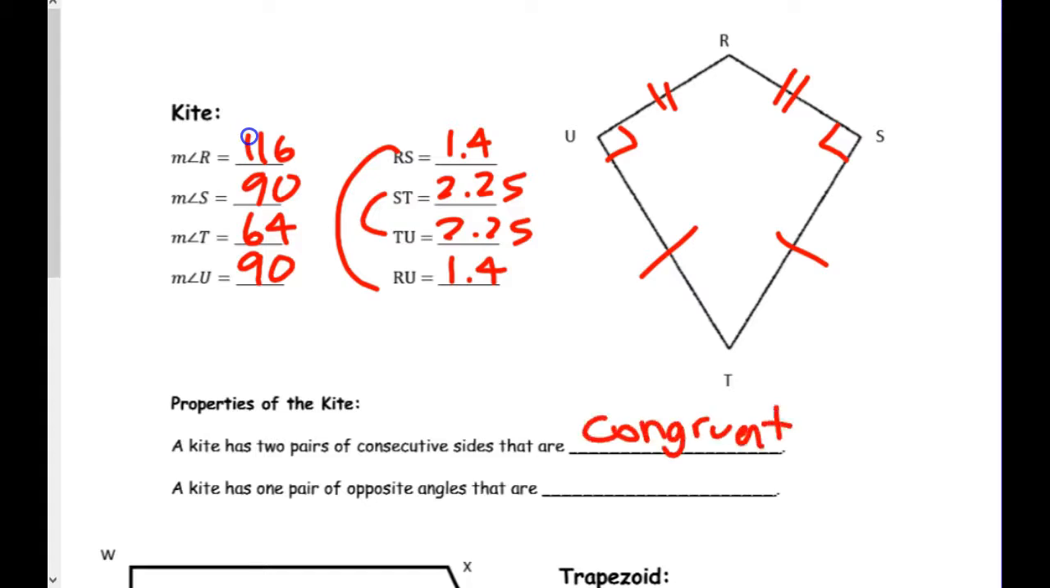So consecutive sides that are congruent is the word there. And a kite has one pair of opposite angles. So again, like we said, U and S that are congruent. So to answer your question in the back about the difference between a rhombus and a kite, a rhombus would have opposite equal sides, but a kite has consecutive equal sides. That's the big difference. And also one flies in the sky. Kind of cool.